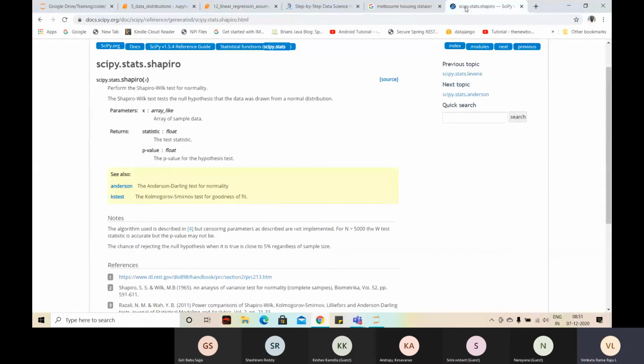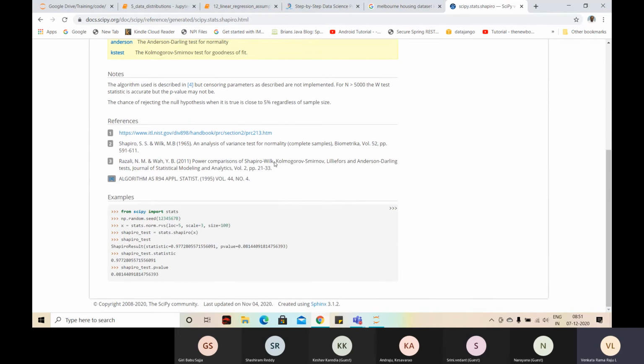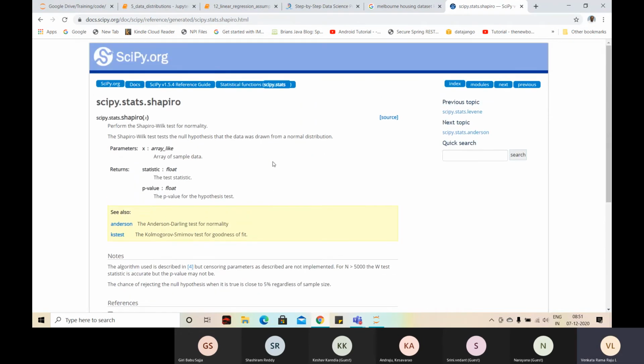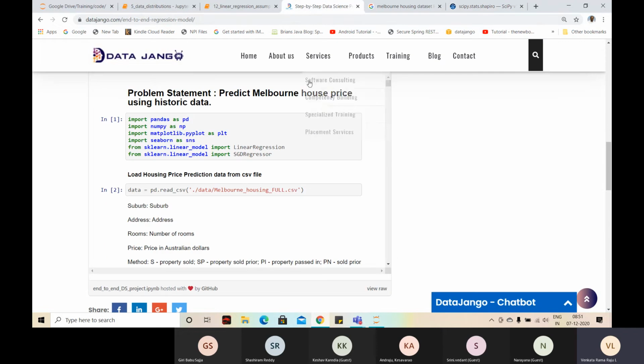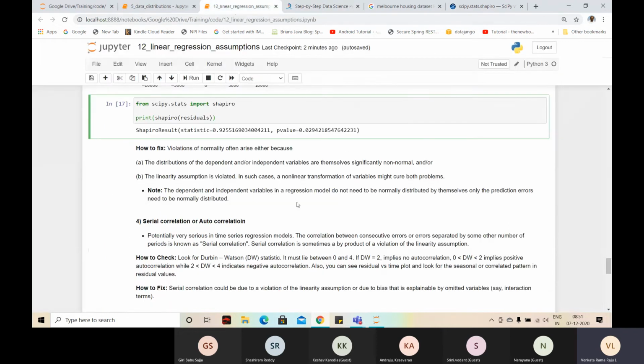Whatever theory we covered is going to help you understand these. If you don't know what is p-value, what is null hypothesis, what is hypothesis testing, you will not have any clue what this is talking about. So that's another point we need to understand.